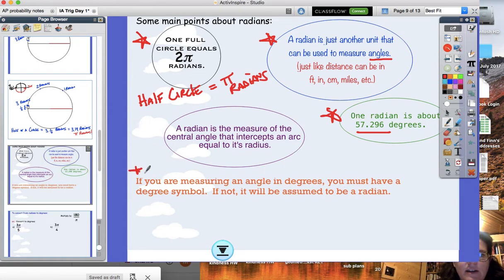And down here, if you're measuring an angle in degrees, you have to have a degree symbol. So if I leave an answer of 30, now that we've talked about radians, that is going to be assumed to be radians, 30 radians. And 30 radians does not equal 30 degrees. They do not equal the same thing. So if you mean to say degrees, you have to put a little degree symbol. Otherwise, it's going to be assumed to be radians.